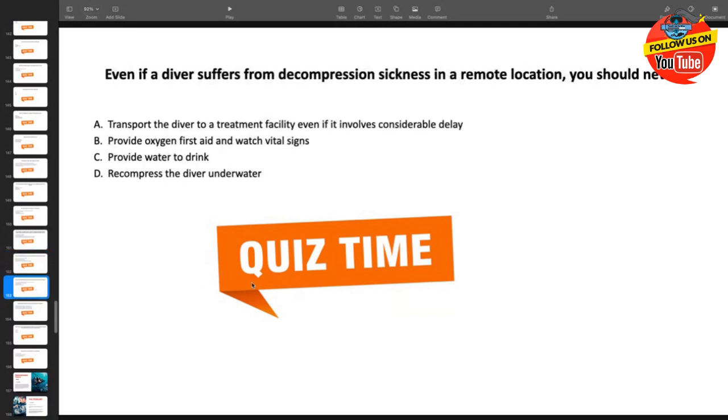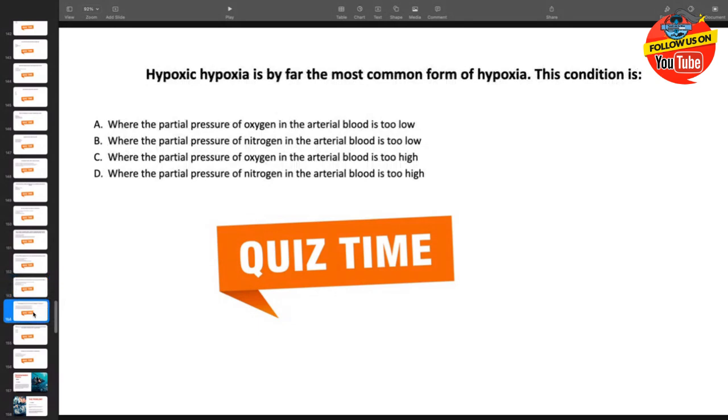Megan, if a diver suffers decompression sickness in a remote location, you should never take them under the water. Exactly. And the reason we know that they're suffering from decompression sickness is because they've presented symptoms. So that's how we know.